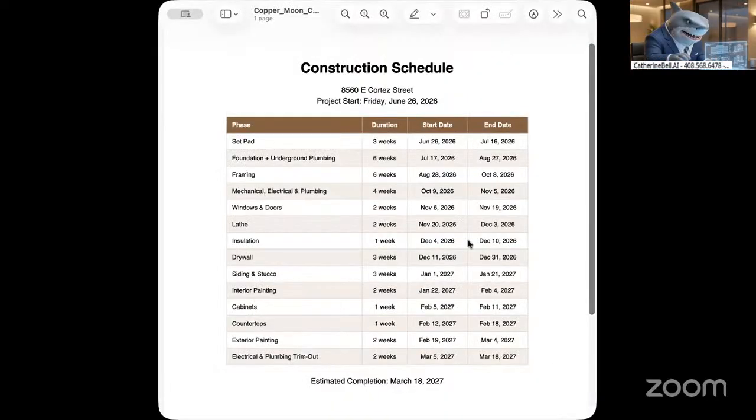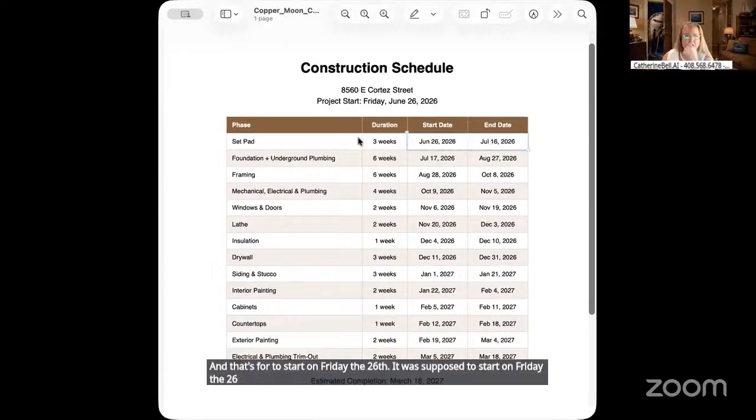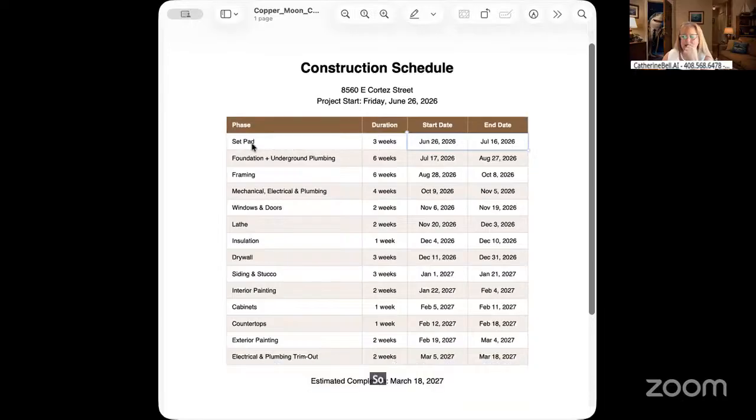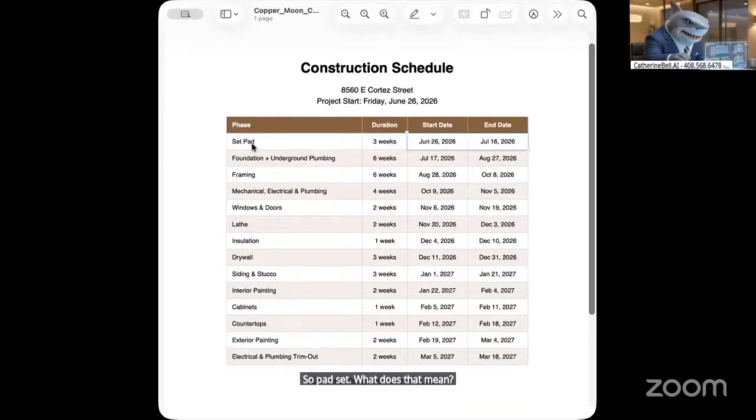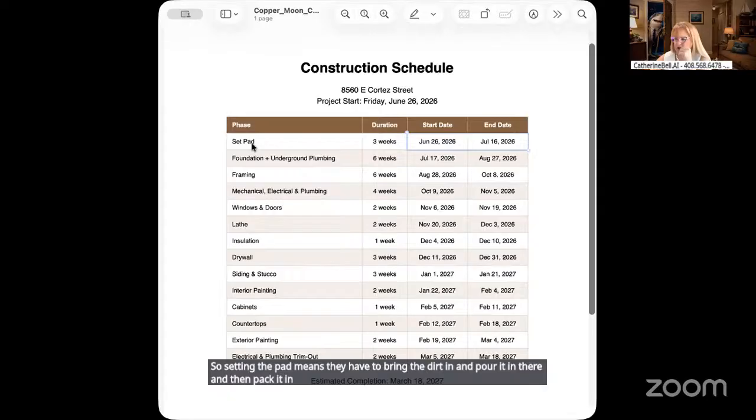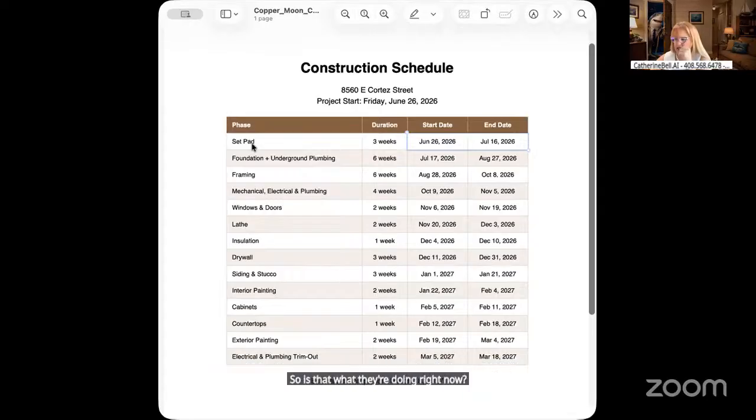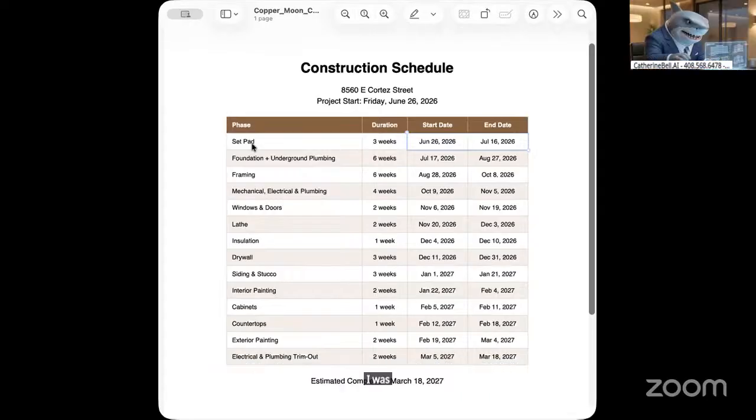It was supposed to start on Friday, the 26th. So, pad set, what does that mean? Setting the pad means they have to bring the dirt in, pour it in there and then pack it in. Is that what they're doing right now? I was over there the other day, and they had a bunch of dirt in there.